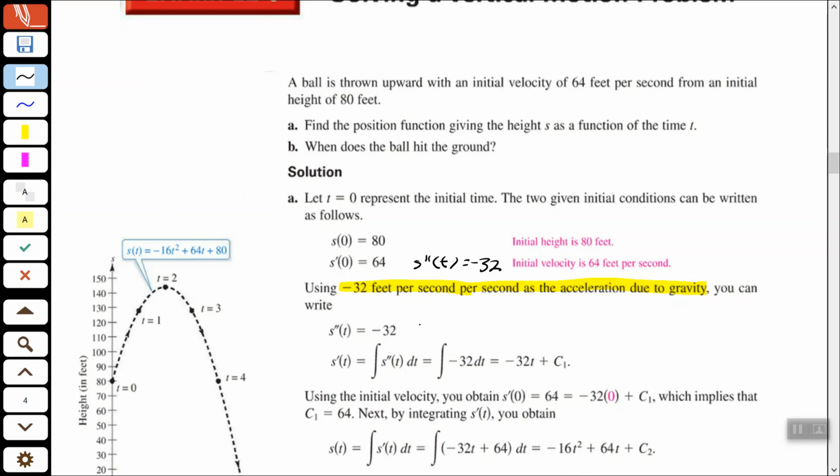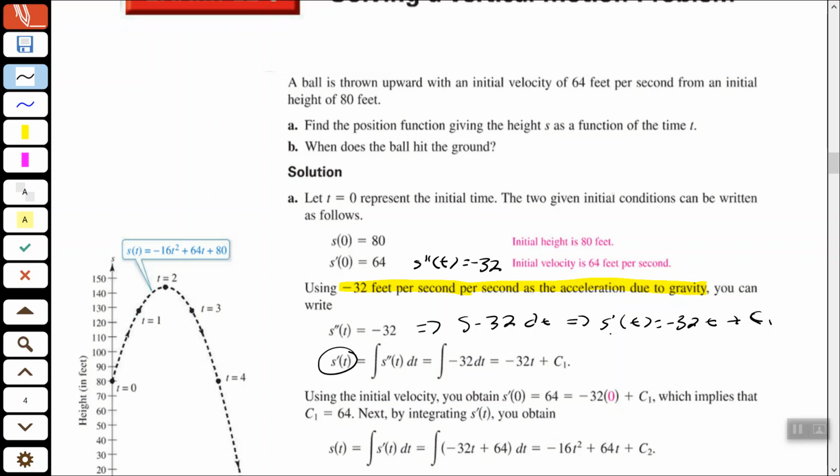So if we integrate s double prime of t, which is equal to negative 32, that's going to put us back at s prime of t, and the integration of negative 32 dt. Remember, you're just integrating the dt and keeping the negative 32, so that integration is equal to negative 32t plus the constant of integration, and we'll call it c sub 1 because we may have more than one constant of integration. So that's how we got to this next line here.